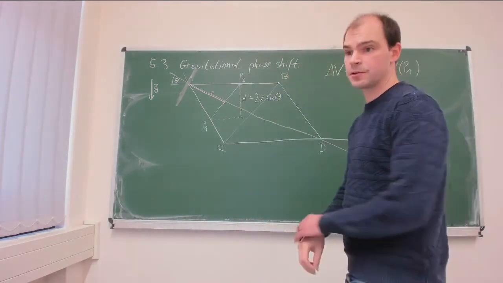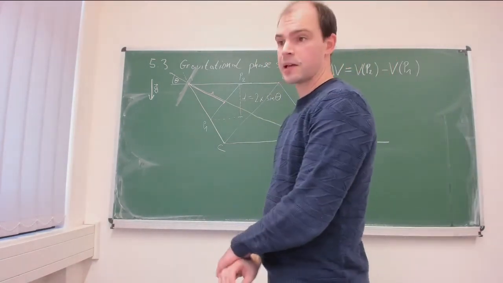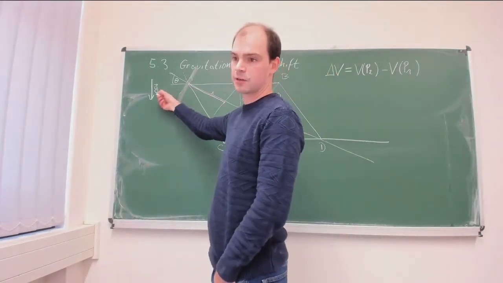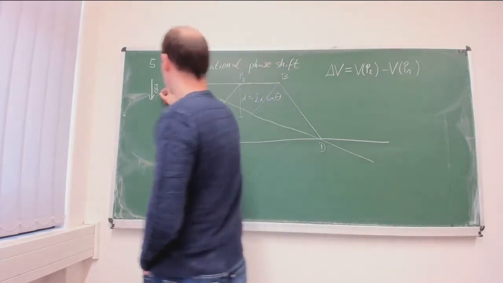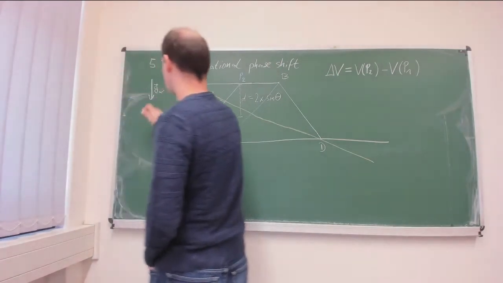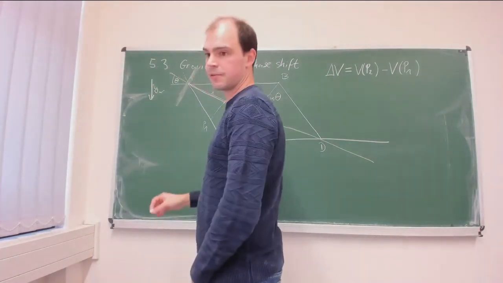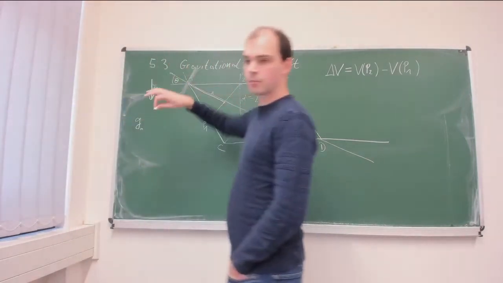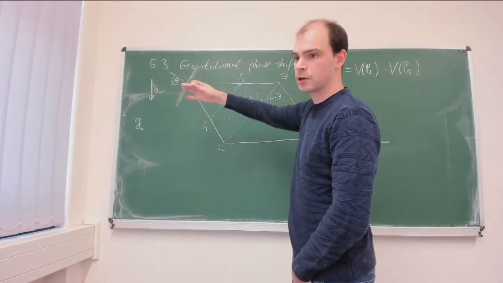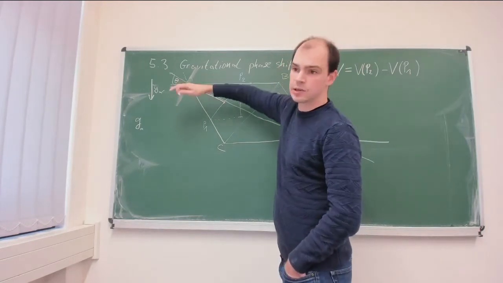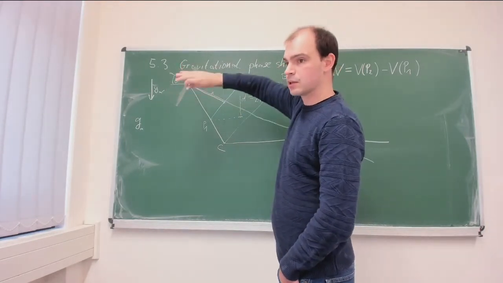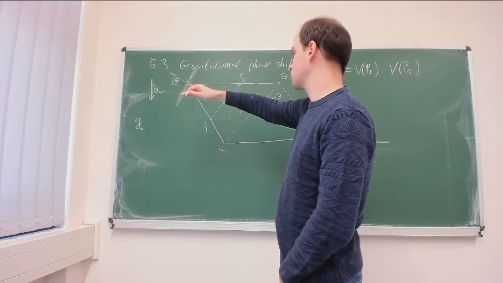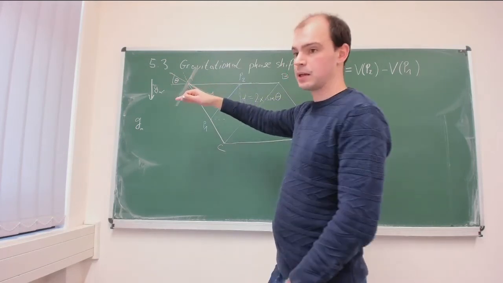So this would be the first part. And now the second thing is that, instead of having the full gravitational acceleration here, we actually have an acceleration g alpha, which we get from rotating the whole interferometer around this axis.